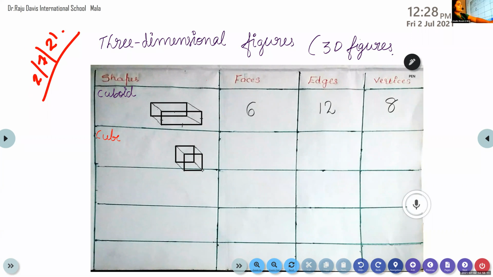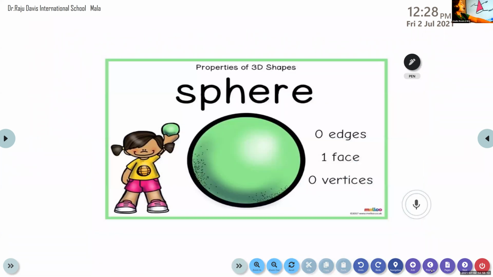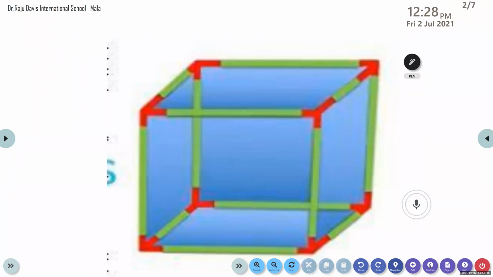Dear children, please stop writing. I want to show you one thing. Keep your pencil down and listen. Johan, please unmute and tell me, for a cube, how many faces are there? 6 faces. All the faces are in what shape? Square. Yes, 6 square faces are there for a cube.